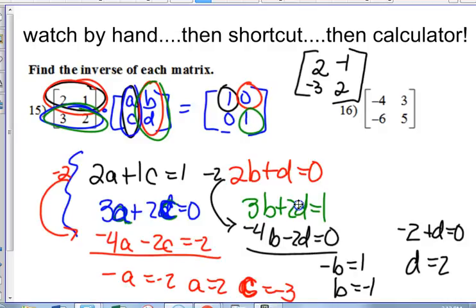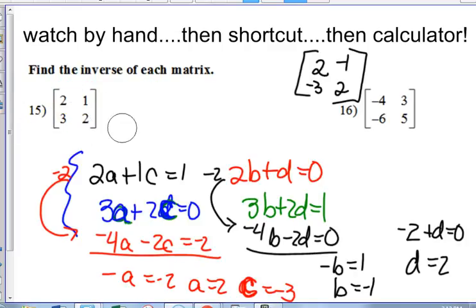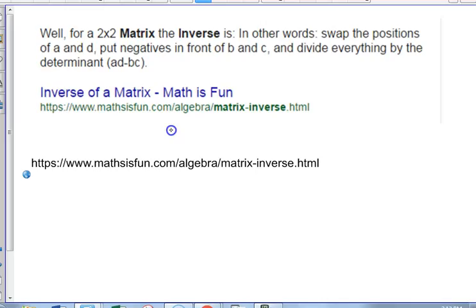Okay. You want to do them that way? Probably literally have just been like, okay, well the inverse is... Yes. There is a shortcut. You have to first take the determinant. What's the determinant here? 4 minus 3 equals 1. Then here's the rule. For a 2 by 2, it says you swap the positions of A and D. We wouldn't have known that on this one because they were both 2's. And then you put negatives in front of B and C.